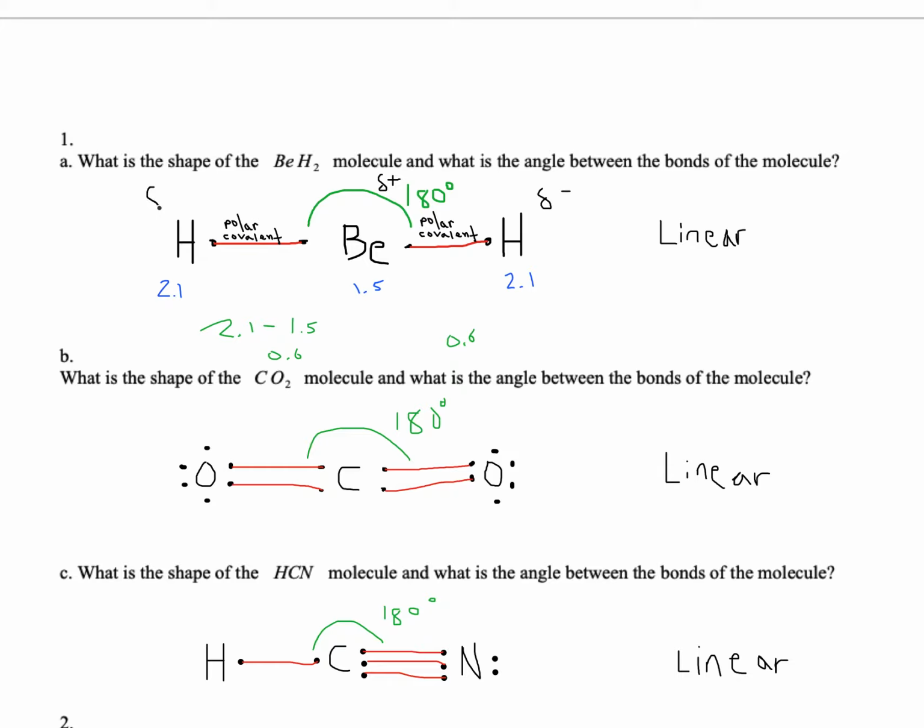Same thing would happen with this hydrogen. We would have a delta negative there because in that bond the electron's going to hang out more near the hydrogen than the beryllium.